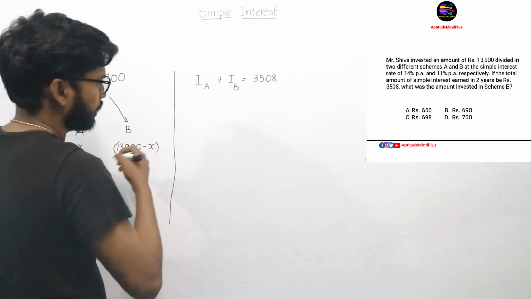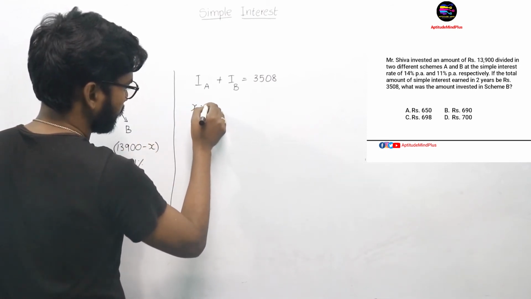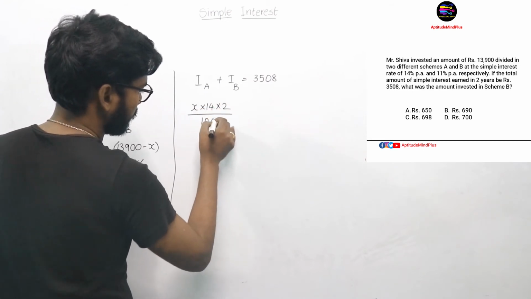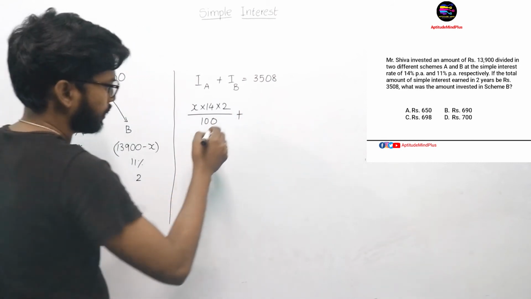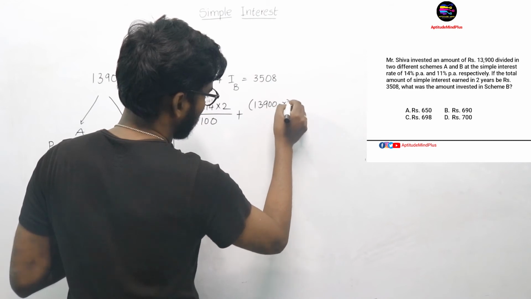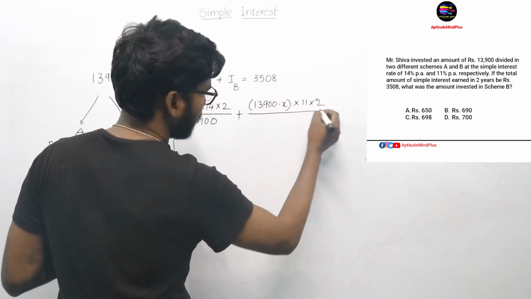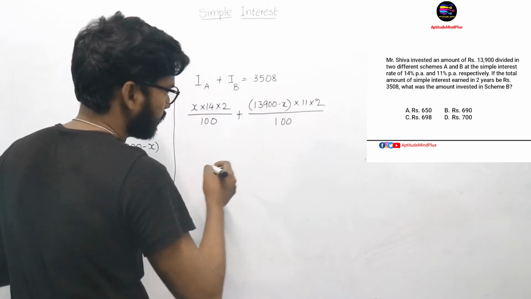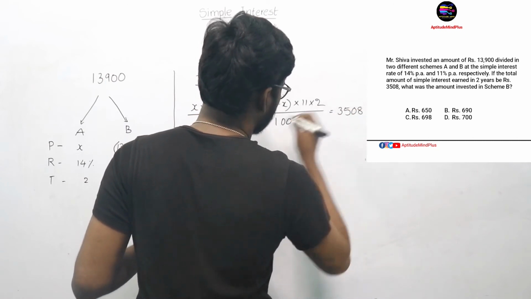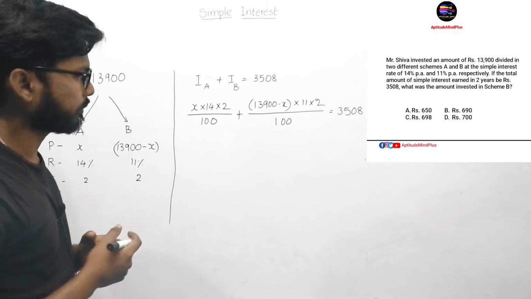We have the information, so we can write this as x into 14 into 2 by 100 plus 13,900 minus x into 11 into 2 by 100 will be 3,508 rupees. So now we can calculate the value of x.